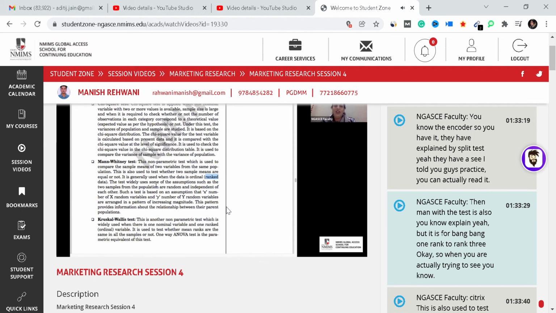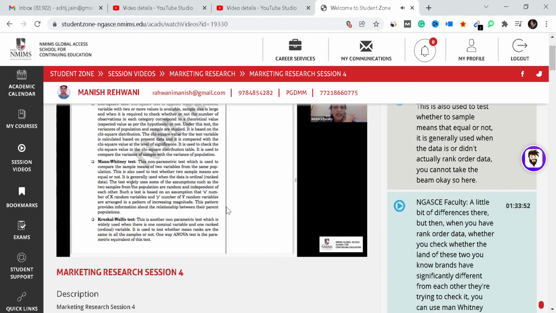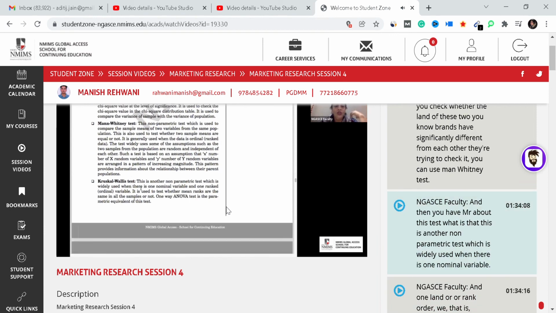Okay, so this is also used to test whether 2 sample means are equal or not. It is generally used when the data is ordinal. With rank order data, you cannot take the mean. So here a little bit of difference is there, but when you have rank order data and you check whether the ranks of these 2 brands are significantly different from each other, you can use the Mann-Whitney test. And then you have the Kruskal-Wallis test.